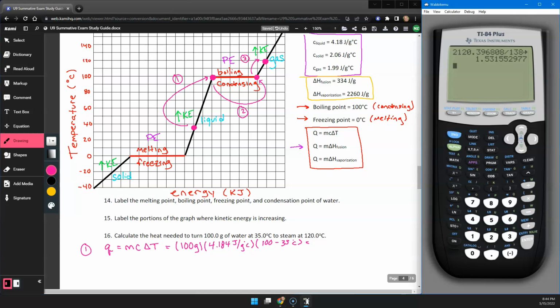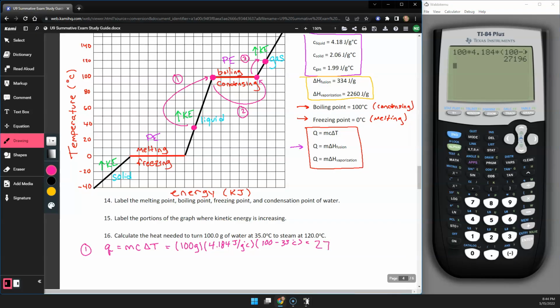Okay, so let's plug this in our calculator. 100 times 4.184 times, I'm going to use some parentheses here, 100 minus 35. Okay, we get a big number here. 27196 joules.